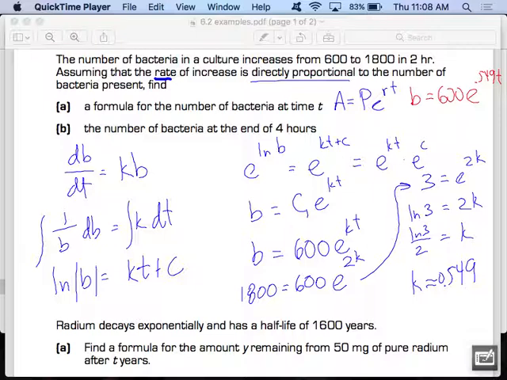You also might want to be asking yourself, what should my answer look like? Should it be more than 600, more than 1800, less than 1800, less than 600? Is the bacteria increasing? Is it decreasing? Well, it's got the word increase in there, so you can probably figure that out. But if you plug and chug and you get an answer like 4, you probably did something wrong.